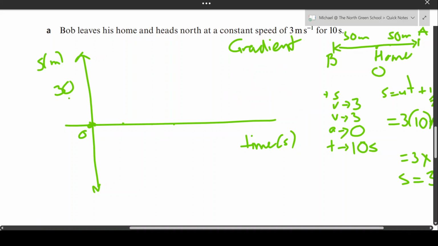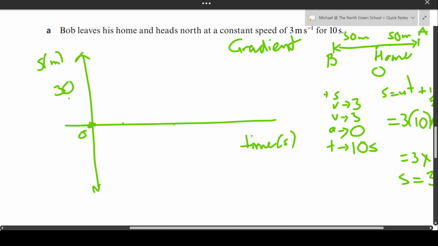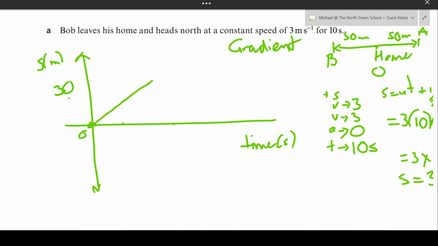So what else do we know? He's heading north, so he must be going in this upward direction. Now we can just draw the graph. So constant speed should be a straight line, something like that. So he starts out right at home, and then he ends up at 30 meters away from home, and it takes him 10 seconds. And that's how you would do that. That's how you draw the first graph. It's quite easy. Yeah, that's the key idea. Remember that the gradient shows the velocity on this graph.